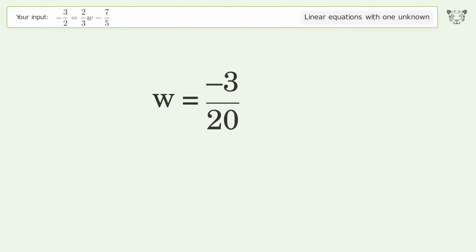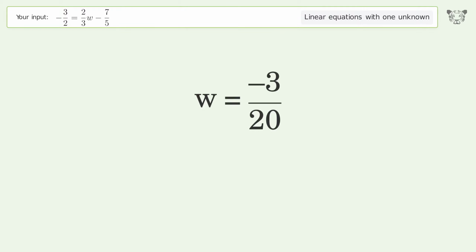And so the final result is w equals negative 3/20.